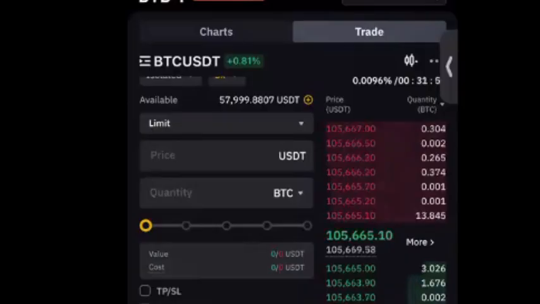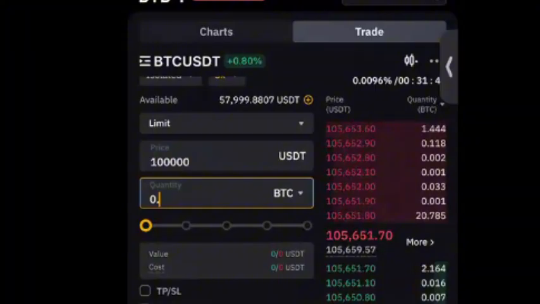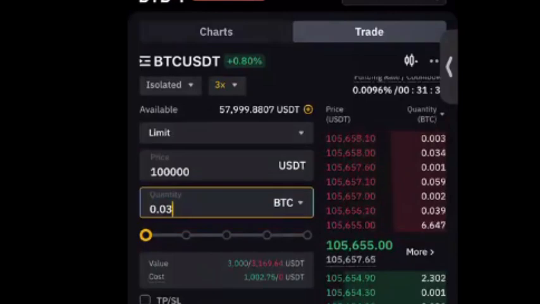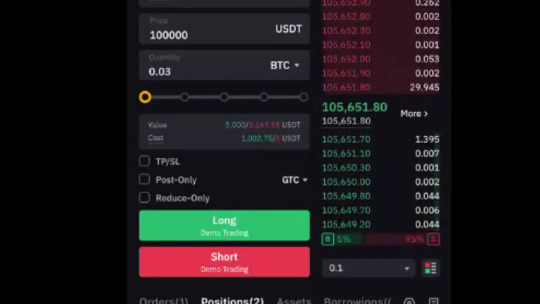Let's say, for example, I wanted to buy a Bitcoin contract when Bitcoin reached $100,000. I'm going to put in 100,000. That should be $100,000. Then let's say I want to buy another $1,000 at that point. So basically 0.03 is $1,000 at 100K. If BTC was 100K, it does still 3x for Bitcoin for the $1,000 to work as though it is $3,000. So if I click long, we'll click long right now.